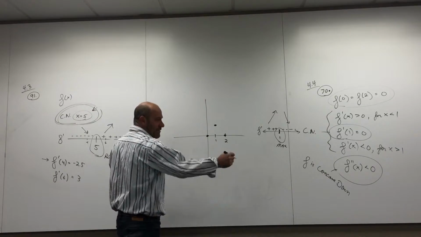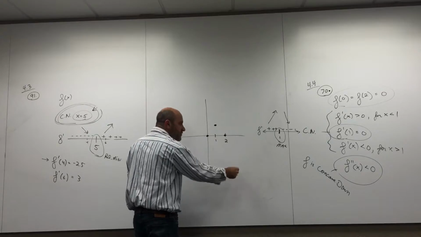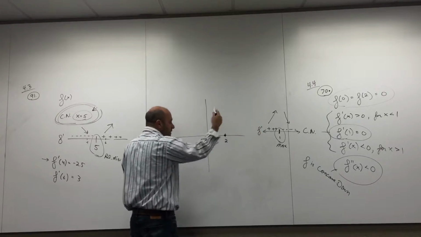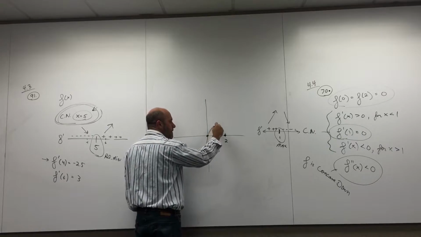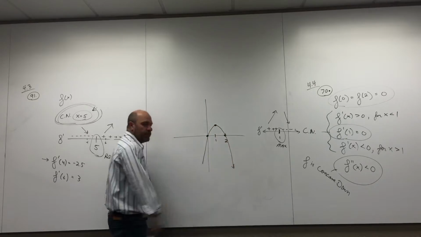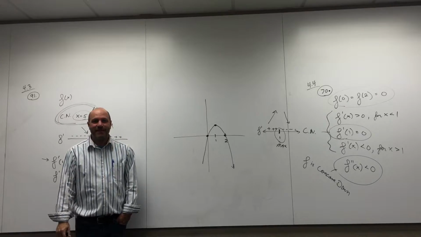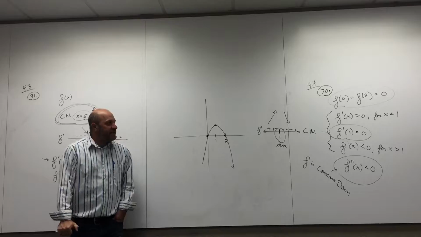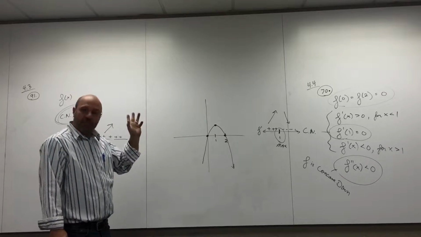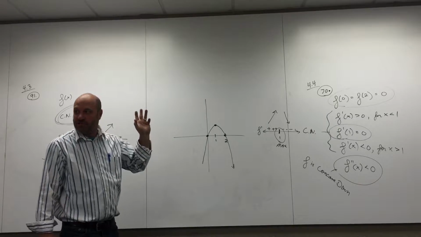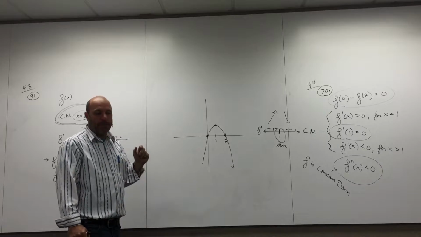Well, cool. That kind of makes sense. I've got increasing, decreasing, concave down. I'm ready to sketch a graph, don't you think? That was number 70. You can try the others at your leisure. 69, 71, 72, they're all similar.